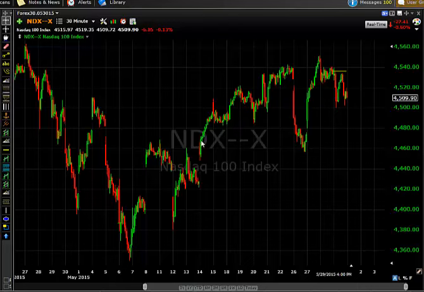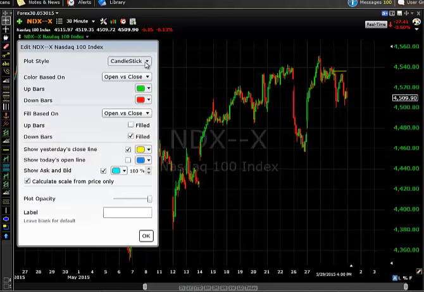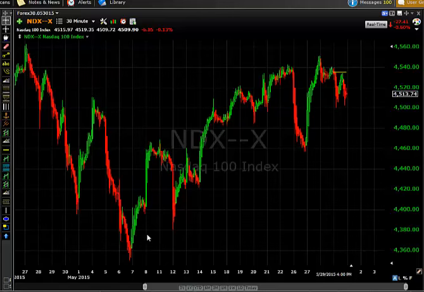Another thing I want to use here are Heiken-Ashi candles. I'm going to go up here and change the candlestick to Heiken-Ashi. Those of you who are in the chat room know that I like these candles a lot because they add a little bit more order. Heiken-Ashi candles take away all the gaps and you just see green and red. So there are a couple of different ways to analyze what's going on here on the NASDAQ on the 30-minute chart.